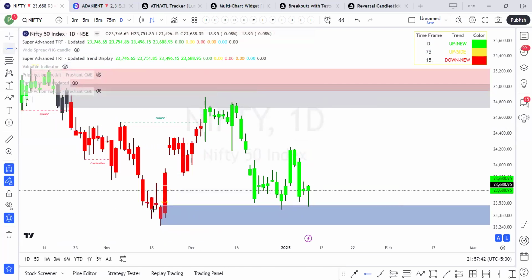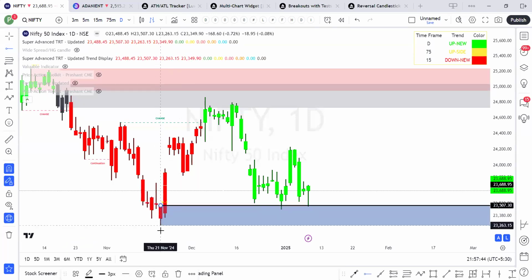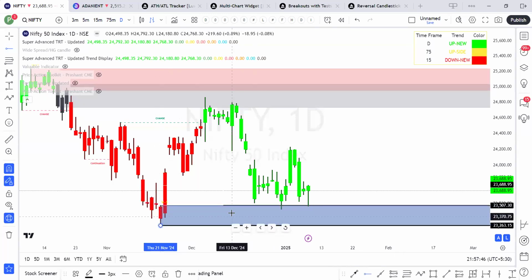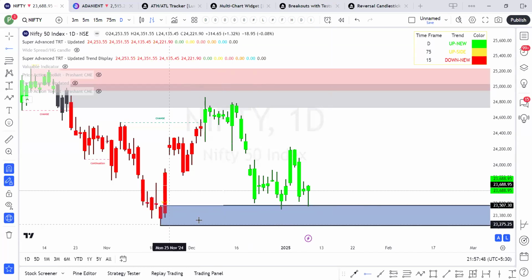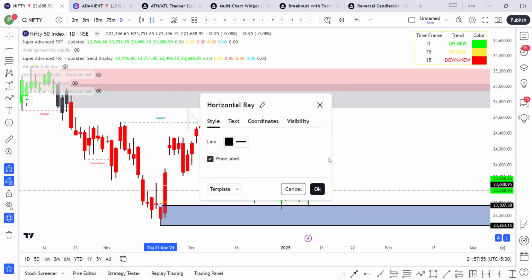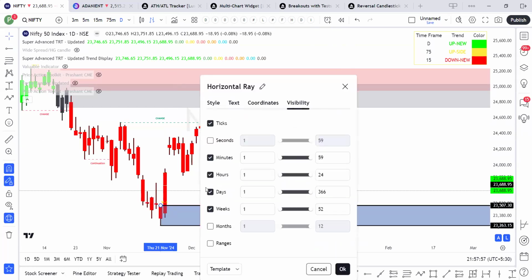What I have done is I have marked this high, this low. So this is high of buying area. This is low of buying area. And it is visible. If we go and check visibility, it is visible on weekly, daily. So I have removed week. It is visible on daily, hours and minutes chart.